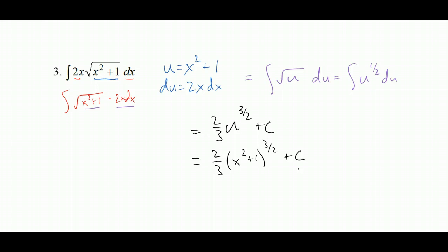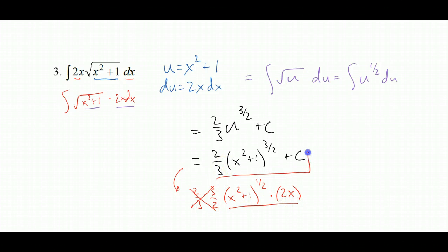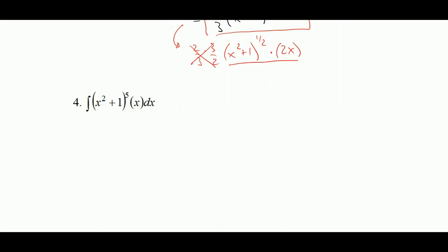And we can always check it. If we derive it, the derivative here, drop the 3/2, 2/3 times 3/2 times x squared plus 1 to the 1/2 times the derivative of the inside, 2x. Sure enough, we end up right back where we started, so we know that we did find the correct antiderivative. Do one other one here before we let you get into practice your own.